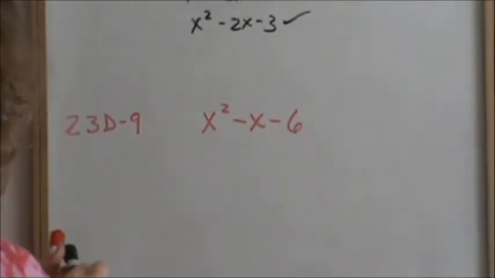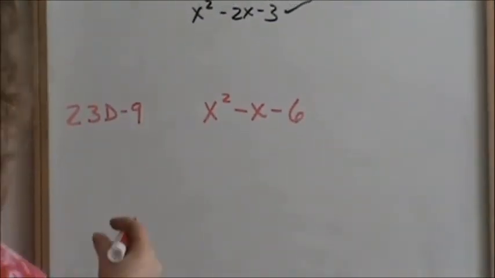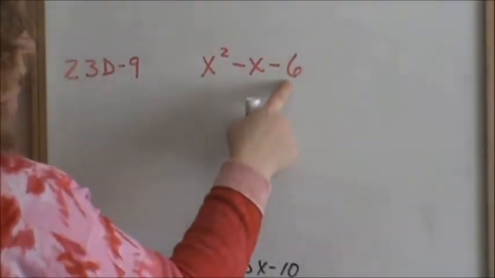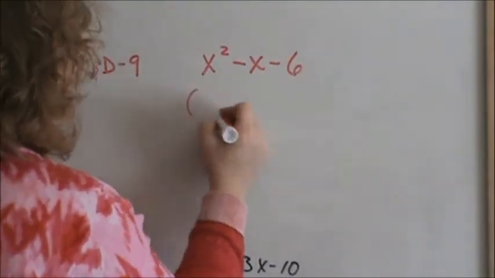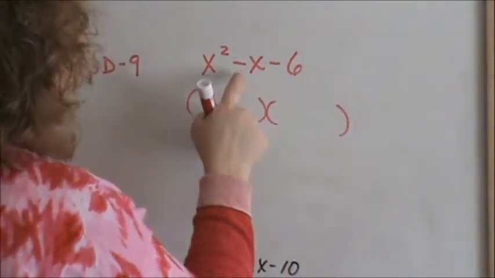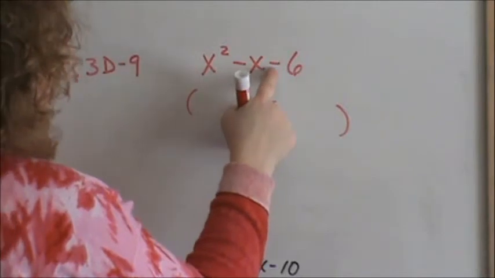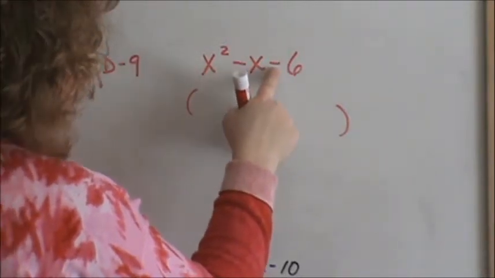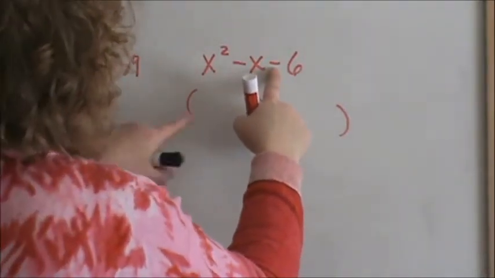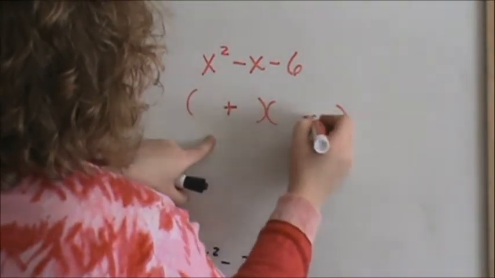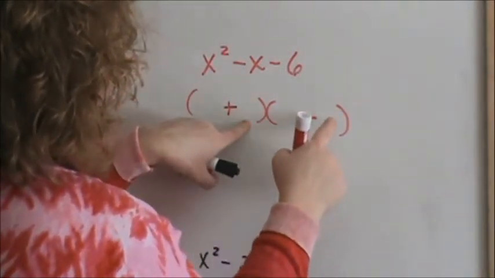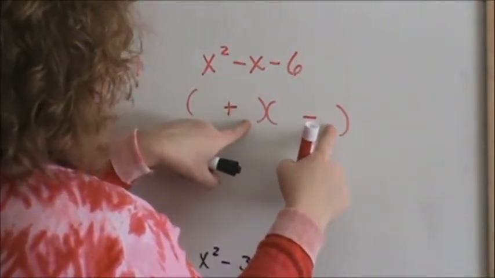Okay, let's go down to 23D9. Can I factor anything out first? No. So I'm ready to go to 2 parentheses. I look at my signs, a negative, negative. Okay? Negative in the last spot always tells me one will be positive and one will be negative, because a positive times a negative is a negative, okay?